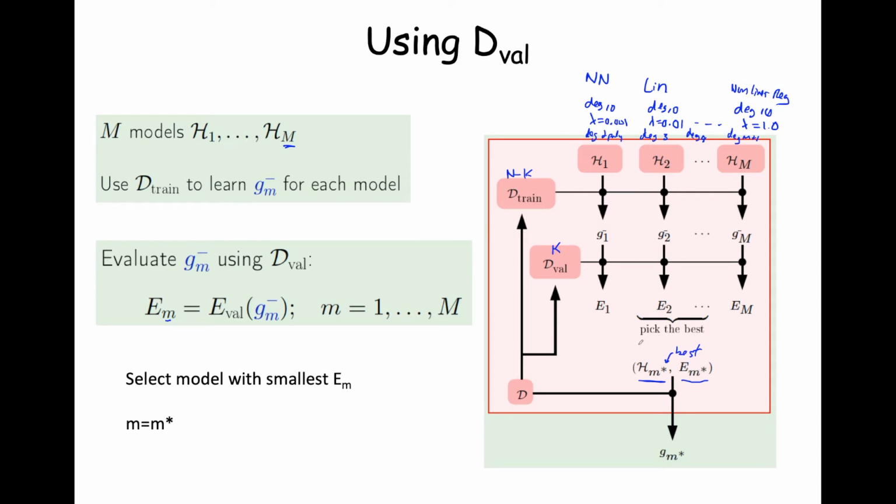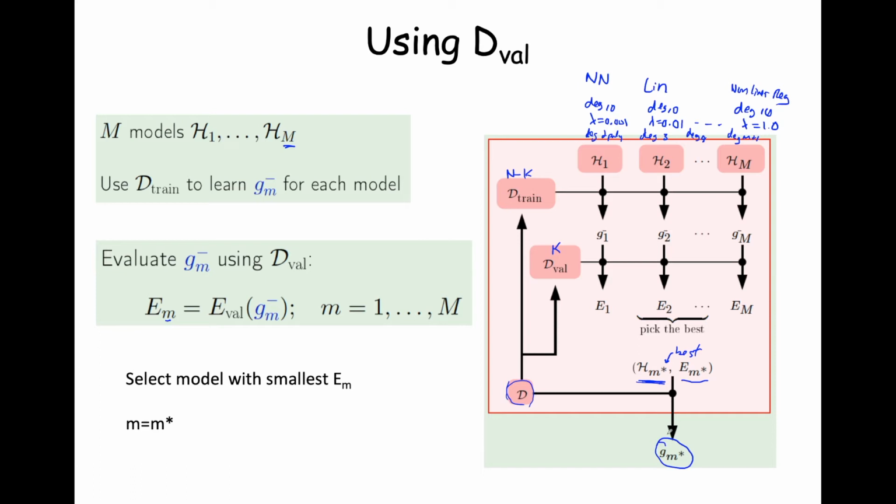Okay, so now we take our full training set, combine, if you will, the training set with the validation set to make our original set of in-sample points, and we run that through HM star, our best of the limited final best hypotheses, HM star. So we do that, and our result, we call that GM star.